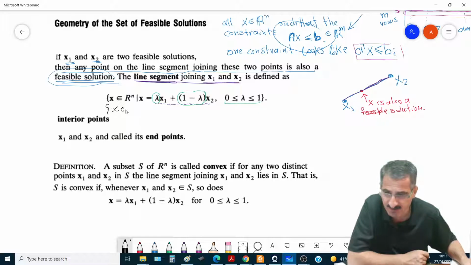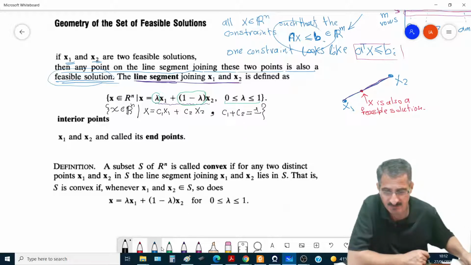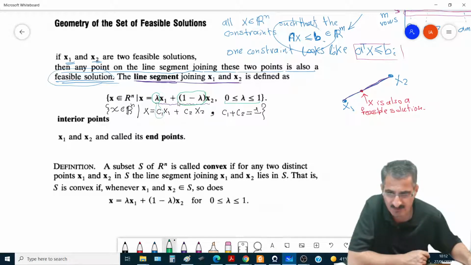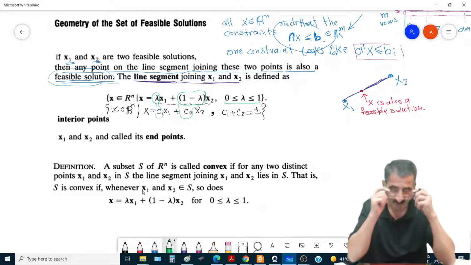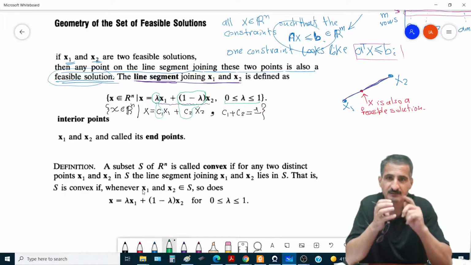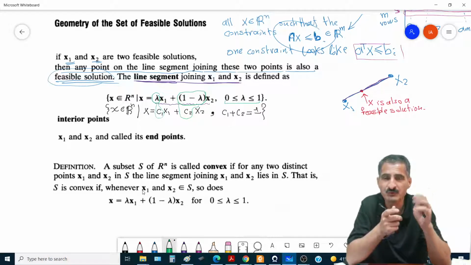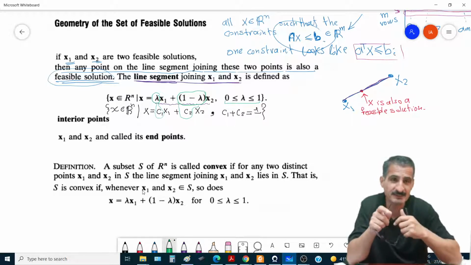So we may describe the line segment as the set of all points in Rn that come this way: C1 x1 plus C2 x2, so that C1 plus C2 equals 1. Okay, now you may replace lambda with C1 and 1 minus lambda with C2. So the line segment joining two points is described by lambda times the first point plus 1 minus lambda times the other point, or C1 x1 plus C2 x2, where C1 and C2 are scalars and their addition equals 1 exactly. So this is the line segment joining the two points.